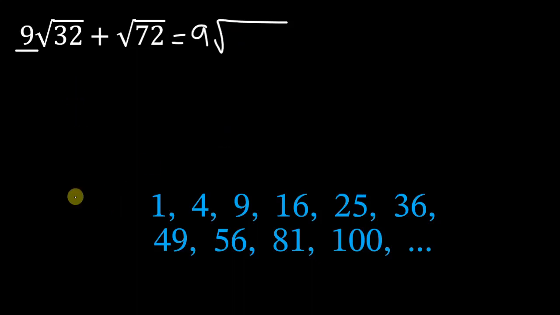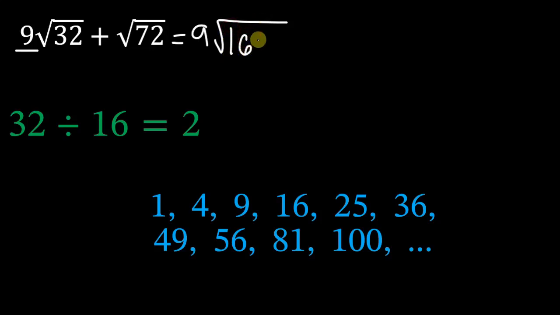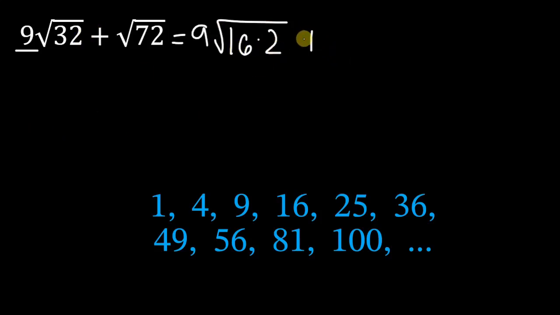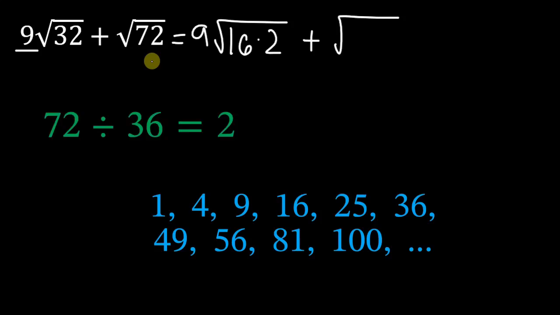So, pwede natin i-divide yung 32 sa 16, and that is equal to 2. So, we have 16 times 2. And 16 times 2 is equal to 32. Plus, square root of, so ganun din ang gagawin natin. Saan siya pwedeng i-divide? Yes, pwede natin i-divide sa 36, and that is equal to 2. 36 times 2, and that is equal to 72.